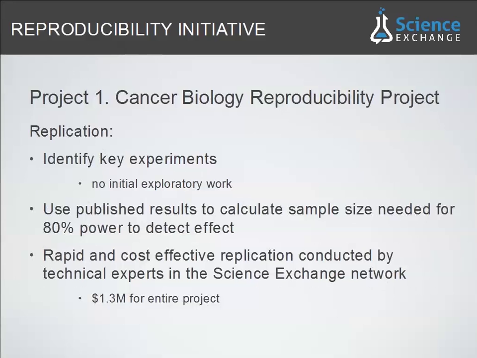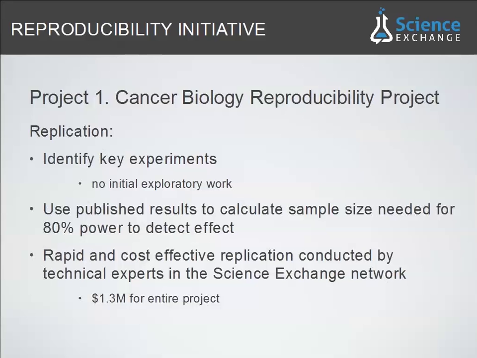So we are replicating the key experimental results that were published in these studies. So there's no initial exploratory work being conducted. We use the published results to calculate the sample size needed for at least 80% power to detect the reported effects. And we're able to rapidly and cost-effectively replicate the studies using the technical experts in the Science Exchange network. And this has allowed the project to be conducted for $1.3 million.